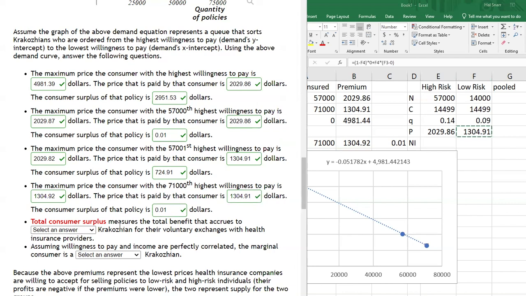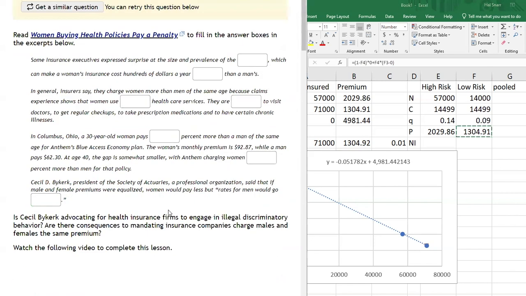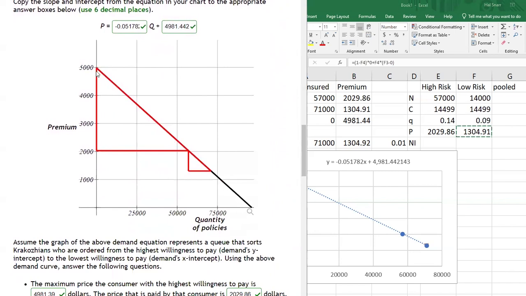Now, the total consumer surplus measures the total benefit that accrues to both what? High-risk and low-risk Caucasians. Why? Well, both are buying health insurance. One is buying a health insurance premium that is higher than the other, but they're both in the market purchasing health insurance. The consumer surplus of the high-risk Caucasians is this red triangle. The consumer surplus of the low-risk Caucasians is this red triangle.